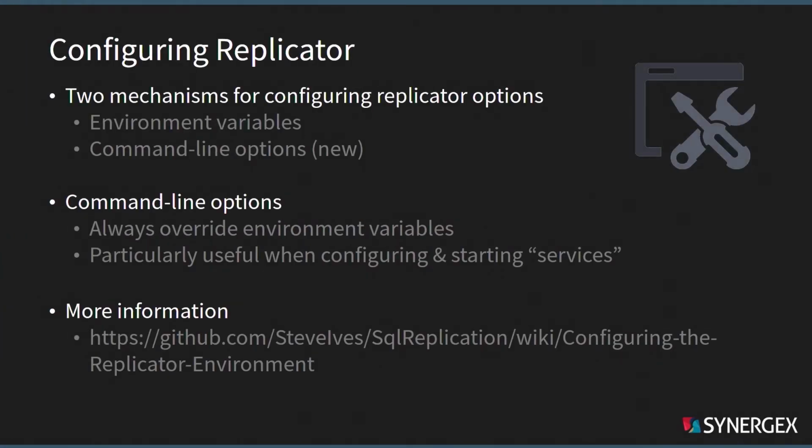Configuring Replicator, there are now 2 mechanisms to do this. It's always been done historically through environment variables, but there is now an alternate way of configuring it through command line options if you wish. So there's like 20 or 30 different settings, and they all have command line options now, and so on.